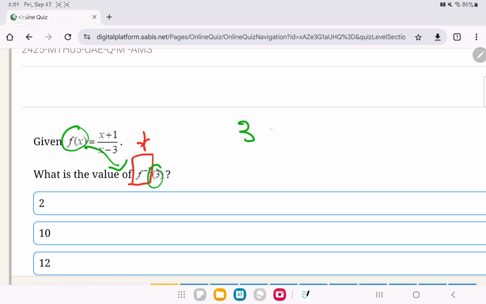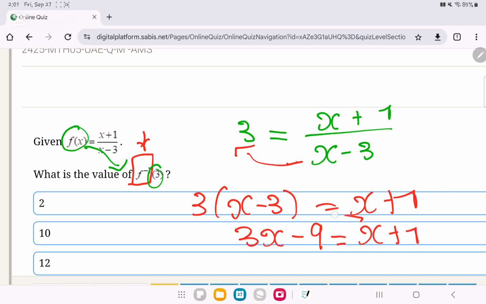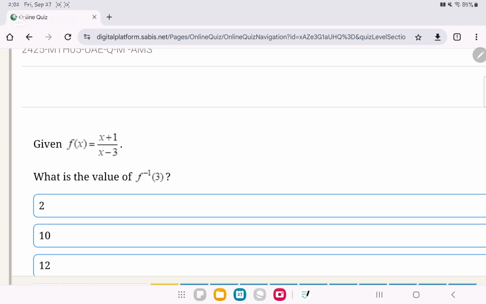So now 3 is equal to x plus 1 over x minus 3. Then we're going to bring x minus 3 here. It will become 3 times x minus 3 is equal to x plus 1. So then 3x minus 9 is equal to x plus 1. And then you move the x here, you move the 9 there. It's gonna become 2x is equal to 10. So then our x is equal to 5. So again, anytime we have f inverse, we're gonna put the number instead of f(x).